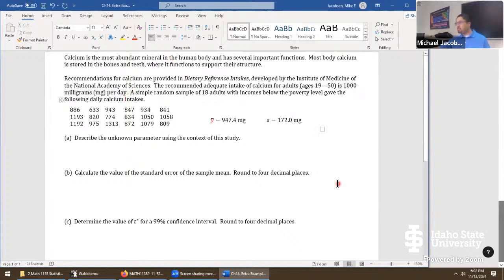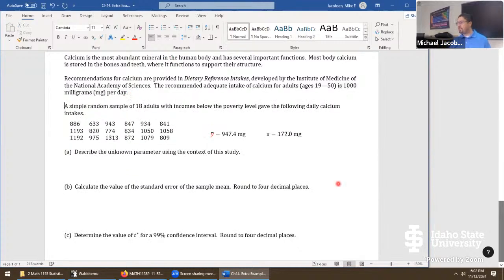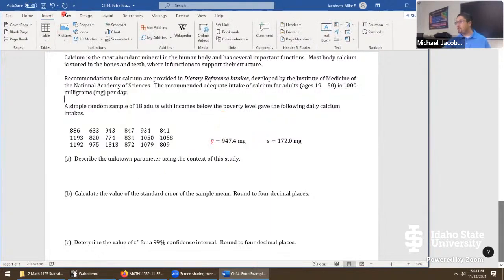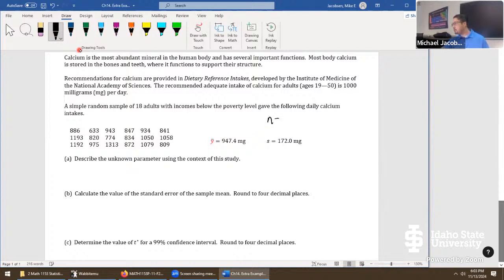Here's where the problem gets interesting. Let's put in a little page break. A simple random sample of 18 adults with incomes below the poverty level gave the following daily calcium intakes. So now it gets interesting. Based on this guideline, we can presumably assume adults know they need that level of calcium, but things are harder when you're below the poverty line by a lot, and so anything can happen. We have a simple random sample of n equals 18 adults in that situation.